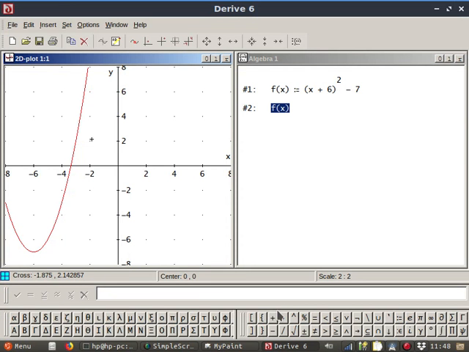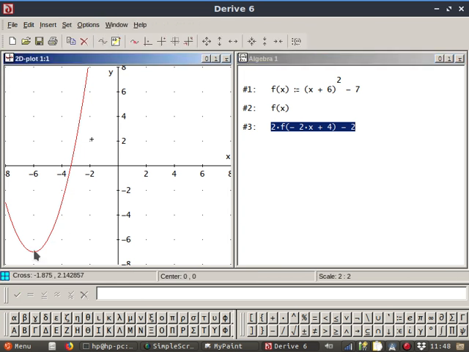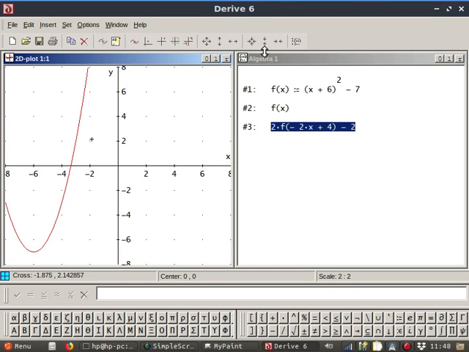Okay, so let's see. 2f(minus 2x plus 4) minus 2. So where does this need to move to? 2, minus 16. So I'll have to zoom. So it should jump to here. Let's hope. You don't think so?